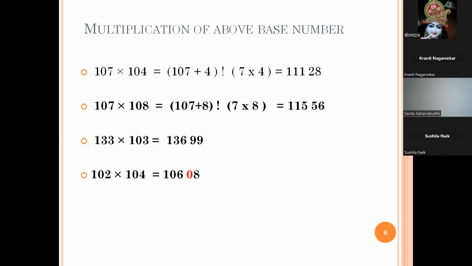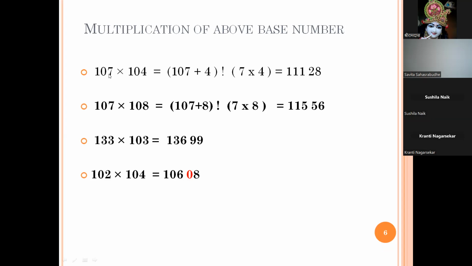Next, multiplication of numbers near the base. We can do it even orally. 107 into 104: base is 100, the excess numbers are 7 and 4. We just multiply 7 into 4, which is 28. And 107 plus 4 is 111. So the answer is 11128.